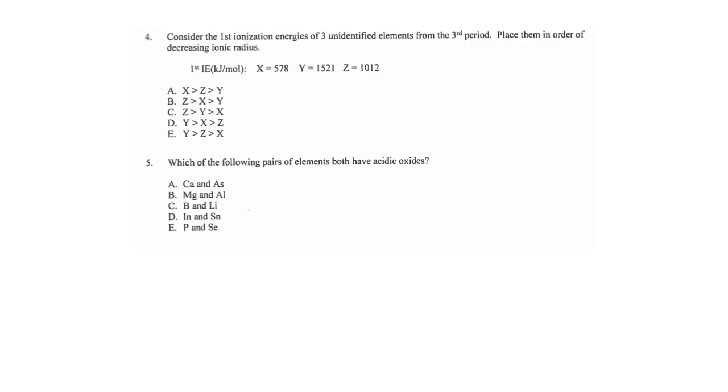So the next question: consider the first ionization energy of 3 unidentified elements from the third period, that means the third row. Place them in order of decreasing ionic radius. We're given ionization energy: X is 578, Y is 521, Z is 1012. From left to right, ionization energy increases. So from left to right, X would be first, then Z would come next, and then followed by Y.